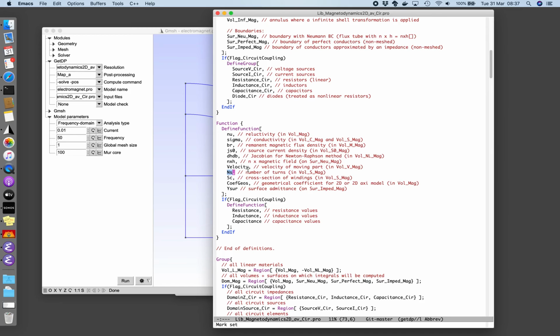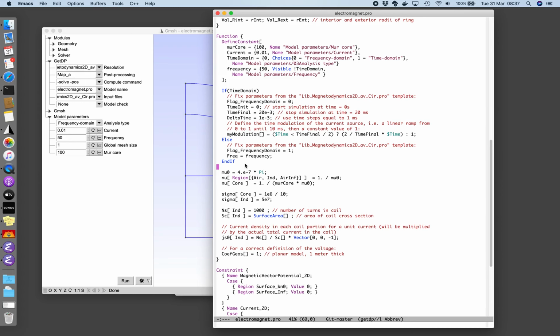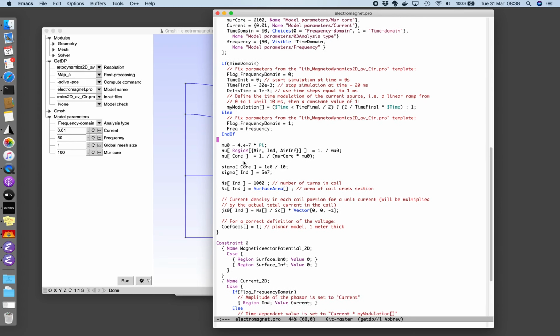And of course, in order to link the total current and the current density, we'll need the cross-section of the windings. This is the function SC, so we need to provide that. Let's see how we do it. We basically do it as we did in the previous examples. Here I define a constant for the permeability of vacuum, mu 0. Then the reluctivity everywhere is 1 over mu 0, except in the core, where it's 1 over the relative permeability of the core times mu 0.